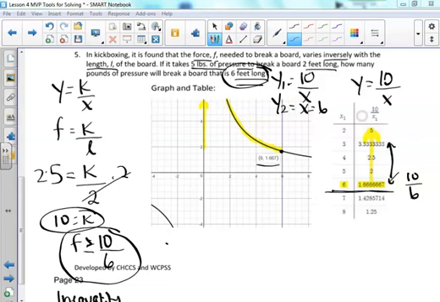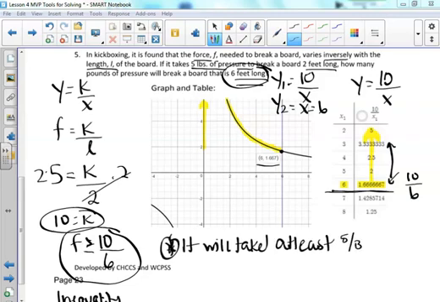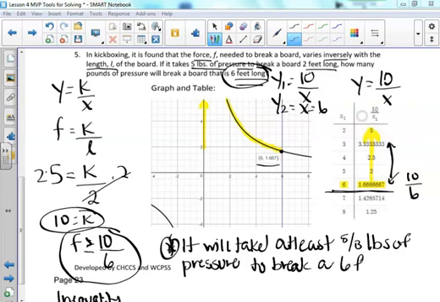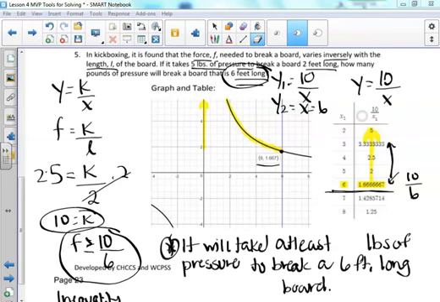So let's write that as a statement. It will take at least 10/6, or we can simplify that to 5/3, 5/3 pounds of pressure to break a 6-foot long board. And let me just make sure that you guys can see that that is indeed 5/3.